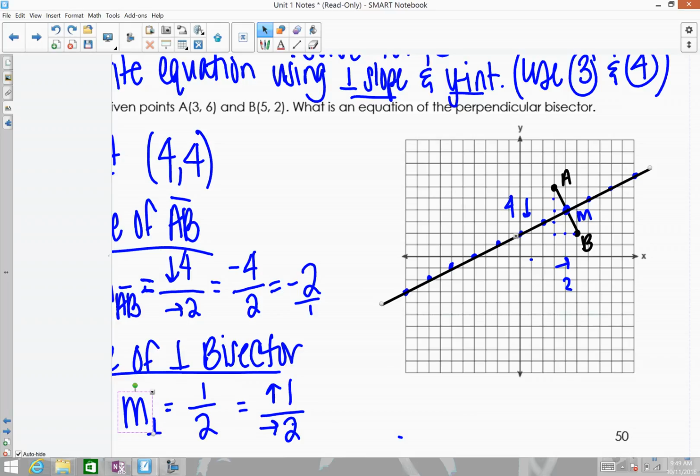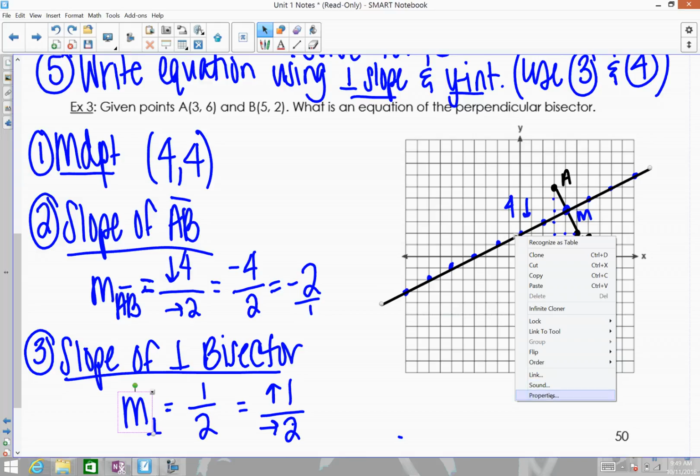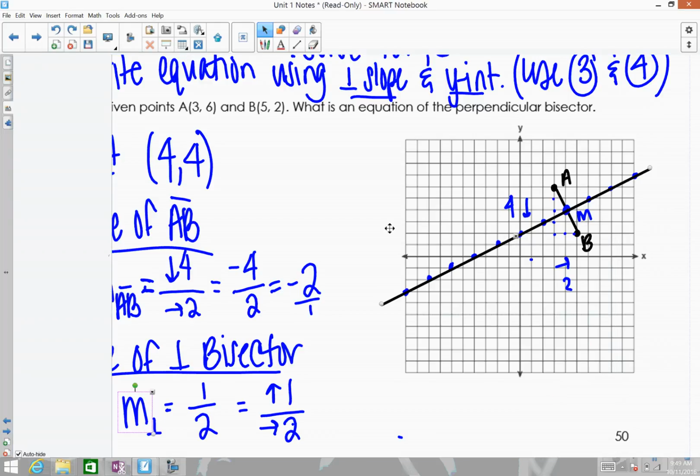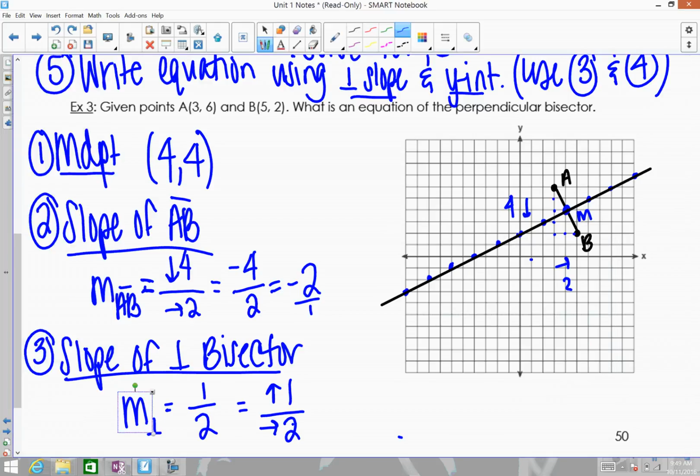I'm going to make this blue, maybe I won't, depending on if it'll allow me. All right, I'm just going to leave it. So here's my perpendicular bisector. We know the slope was positive 1/2. My y-intercept is easy enough to see right here. So the y-intercept is going to be 2.